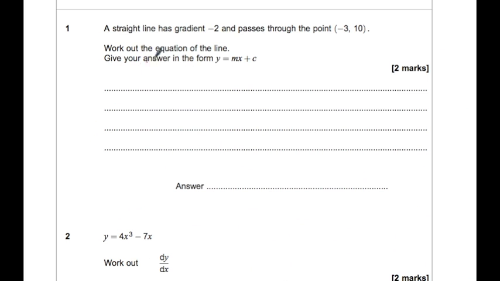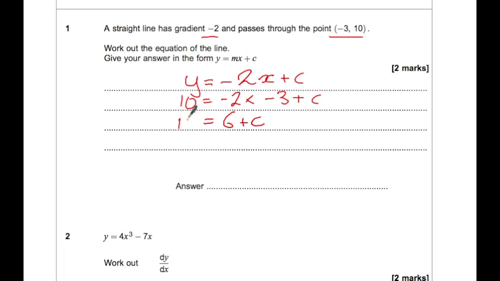Right, so question 1, a straight line has a gradient -2 and passes through the point (-3, 10), and we want to work out the equation of the line. So first of all, we know m is -2, so we can say y equals -2x plus c, and then we can sub in these x and y values to find out c. So 10 is going to equal -2 times -3 plus c. So 10 equals 6 plus c. So c is going to be 4. So we can say y equals -2x plus 4.